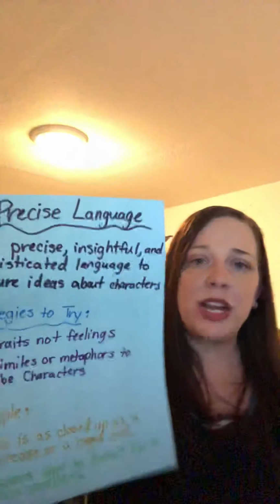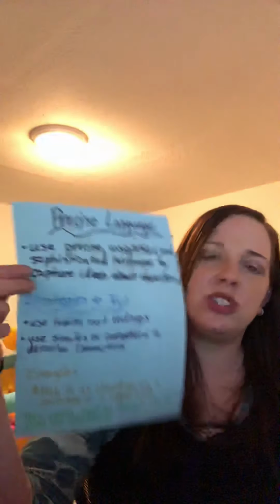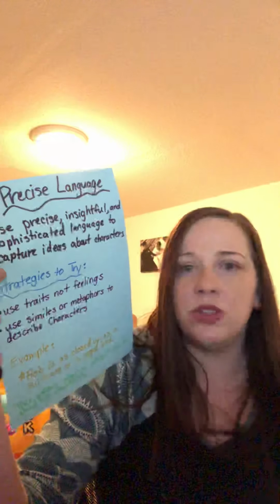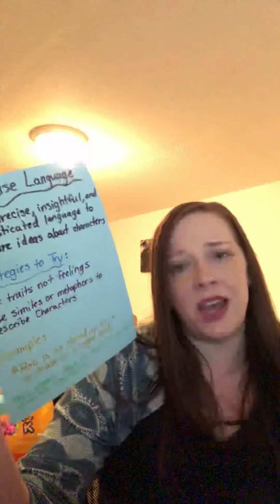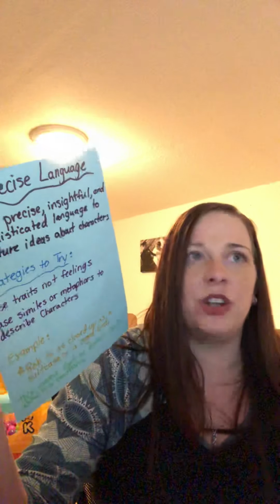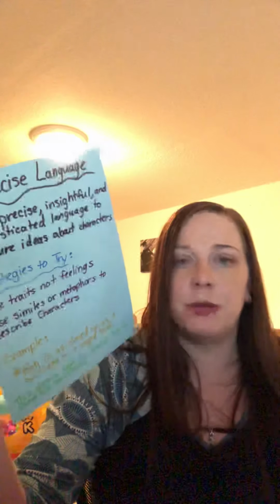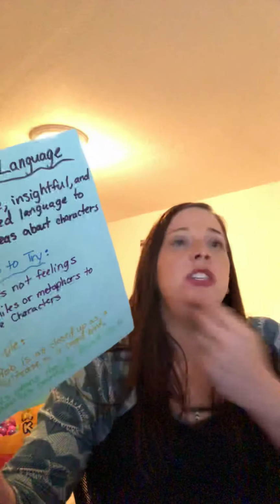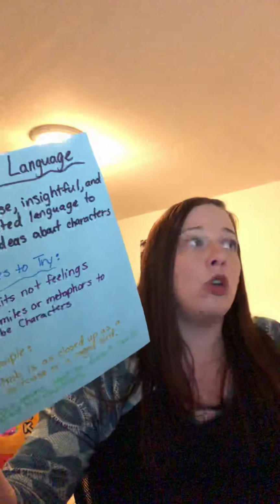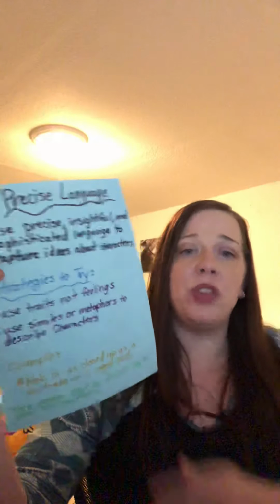So just some strategies to think about, strategies to try. Use traits, not feelings. We just talked about that. You should not be using worried. You should not be talking about sad, happy, mad. Those are first grade words. As fourth graders and fifth graders, the expectation is that you're really thinking about the synonyms for those words. So go into Google and type it in. What's a synonym for mad? What's a synonym for hurt? What's a synonym for sad? Okay? And then find the best word that describes that character.